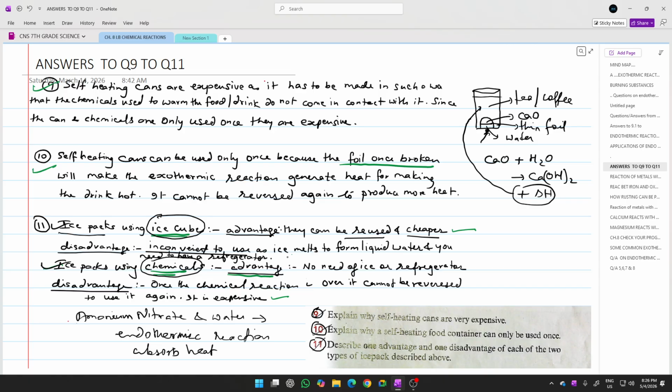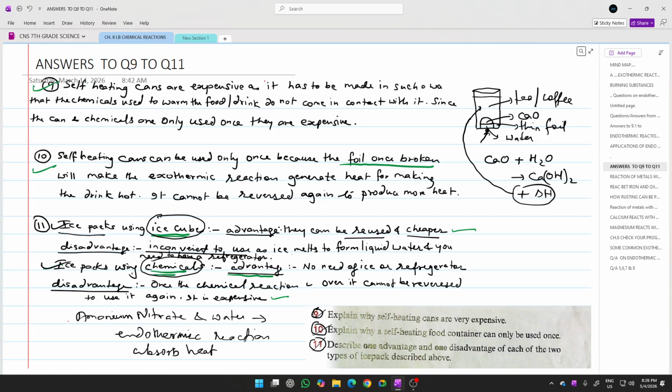Another disadvantage is that once the ice has melted, you will have to either take ice and put it in the bag again, or put that entire bag in the refrigerator again, so that the water gets frozen into ice. That will take quite some time. So every now and then you will have to put the ice pack into the refrigerator, and that makes it a bit inconvenient, which is nothing but the disadvantage.